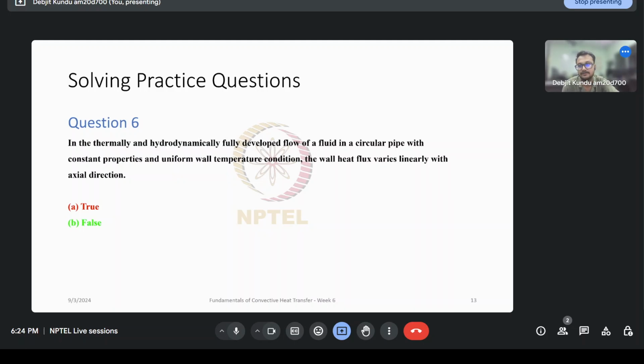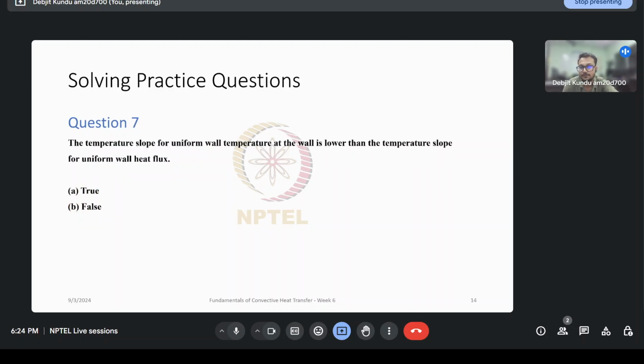I hope things are clear. We'll keep moving on. We'll move on to question number 7 now, which is again a true or false type of question where a statement is given that says that the temperature slope for uniform wall temperature at the wall is lower than the temperature slope for uniform wall heat flux. So we have two cases. Now, whether it's a circular pipe or a parallel plate, nothing is mentioned. So we can take either case because it should hold true for both.